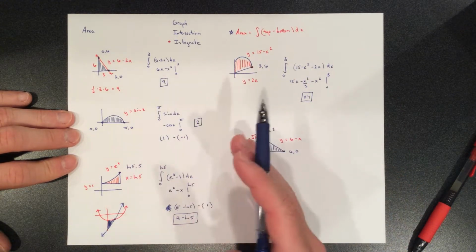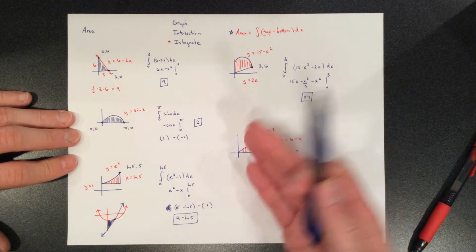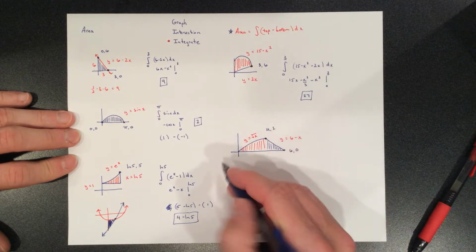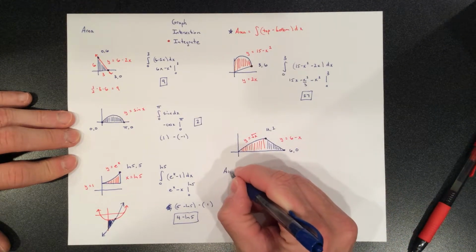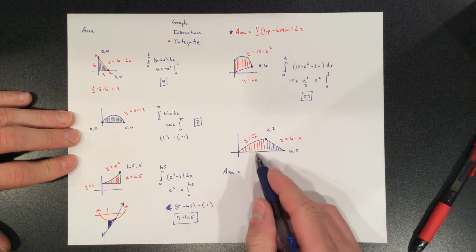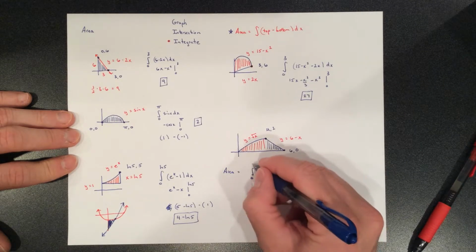So if you're integrating and somehow the top changes or the bottom changes, well, you're going to have to split up the integral and do two separate integrals. This total area, hopefully you can see, it's just the area of the red plus the blue. So let's do the red. What's the red? Integrating the red, we'd go from 0 to 4.